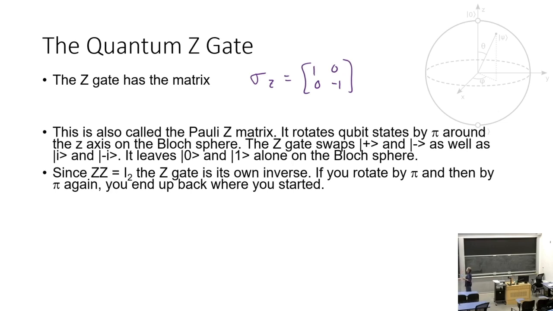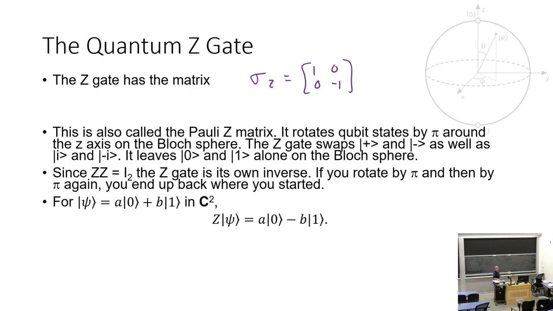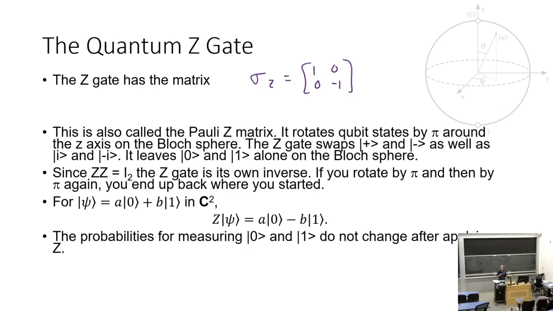Since Z times Z is identity, the Z gate is its own inverse. And if you rotate by pi and then by pi again, you end up back where you started, so that makes good sense. If I have a quantum state that's in superposition, a|0> plus b|1>, then if I apply the Z gate to that state, I end up with a|0> minus b|1>. So the probabilities for measuring 0 and 1 don't change after applying Z. They're still a squared and b squared.